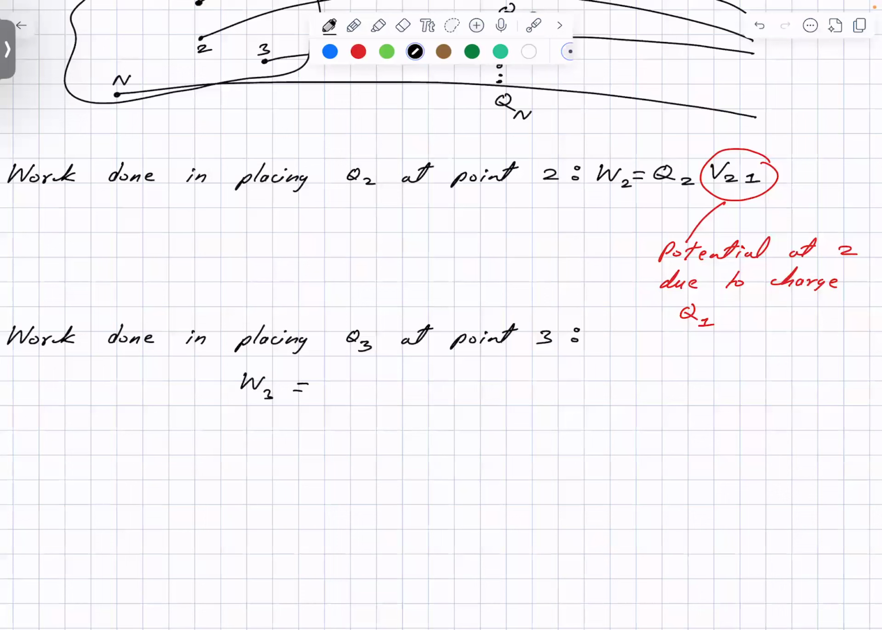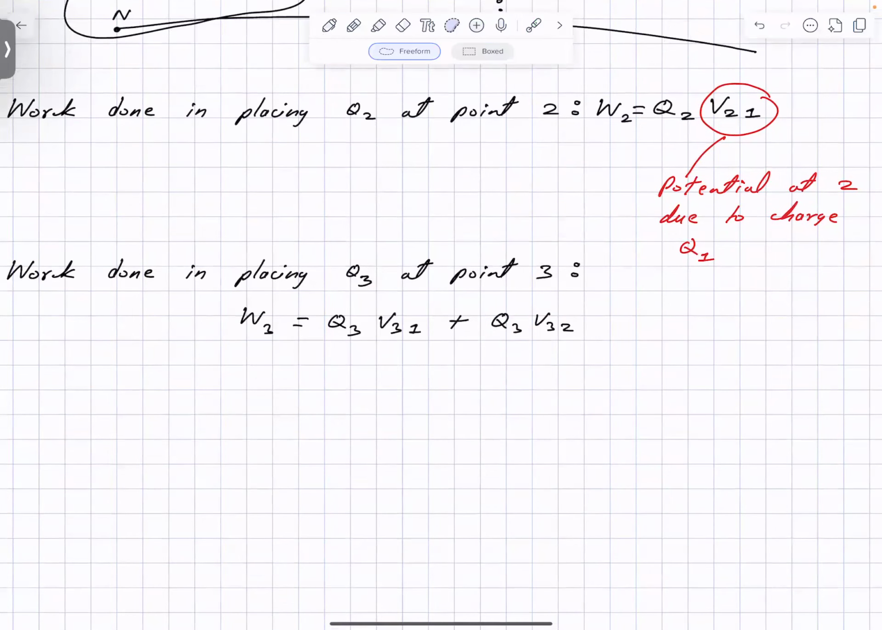So what is that work done? Since we are bringing in Q3, it will be Q3 times the potential at point 3 due to the charge Q1. Okay, the charge Q1 will be exerting some force at this point, so we have to take that into account. Similarly, there is also charge 2 already present, so that will also exert some force. So energy has to be expended to account for that as well, and that will be equal to Q3 V31 plus Q3 V32. The first one is due to the charge at 1. The second one is due to the charge at point 2. So we can keep going like that. Let's write one more.